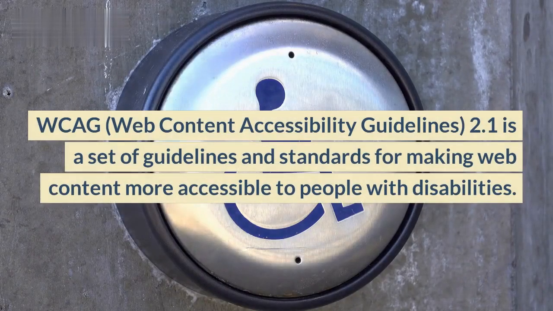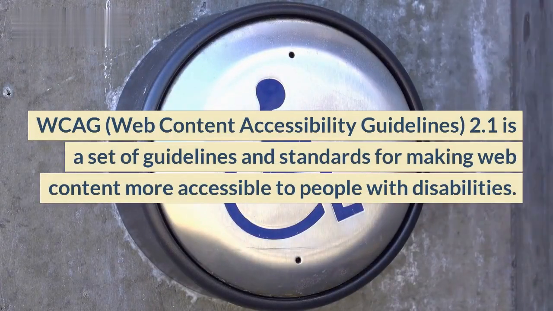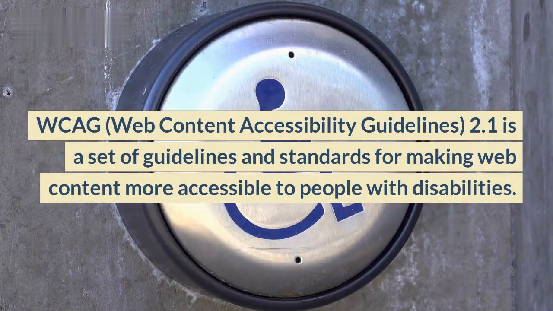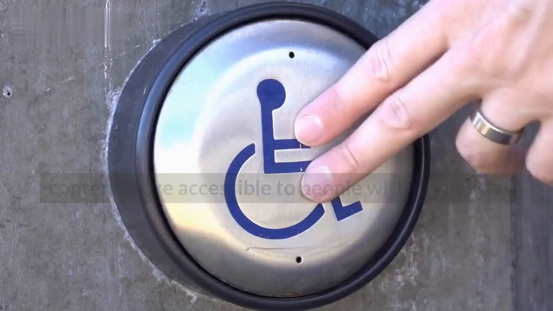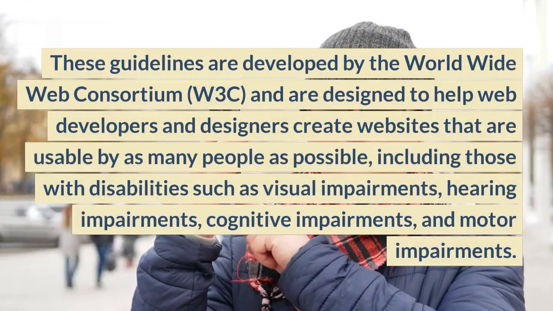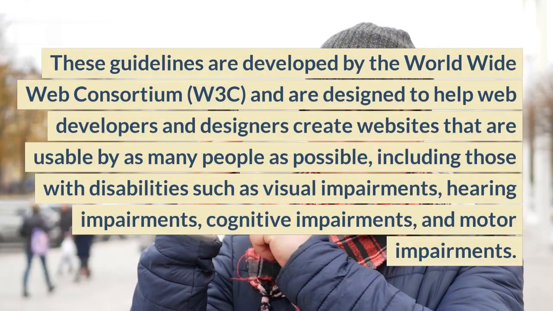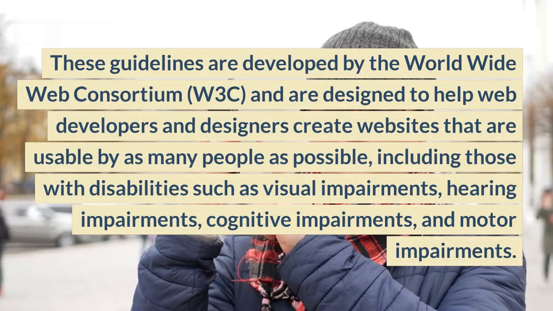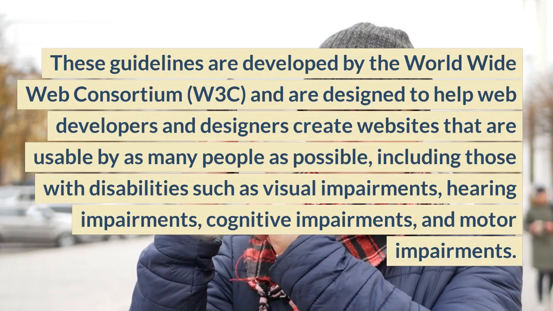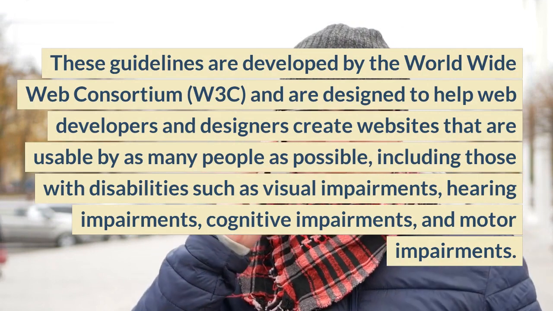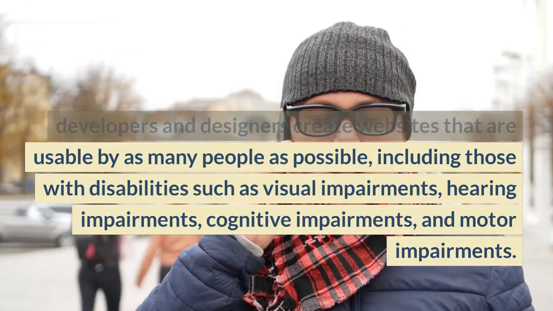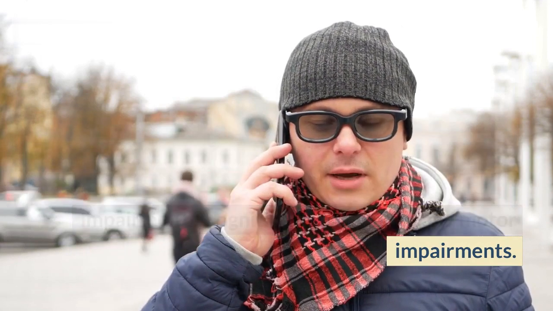WCAG, Web Content Accessibility Guidelines 2.1, is a set of guidelines and standards for making web content more accessible to people with disabilities. These guidelines are developed by the World Wide Web Consortium, W3C, and are designed to help web developers and designers create websites that are usable by as many people as possible, including those with disabilities such as visual impairments, hearing impairments, cognitive impairments, and motor impairments.